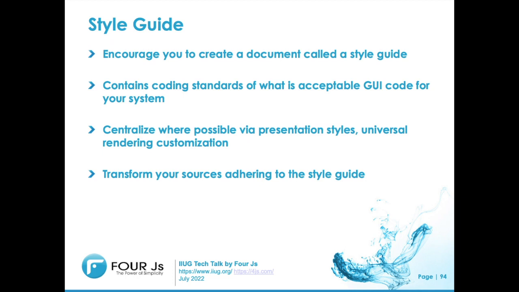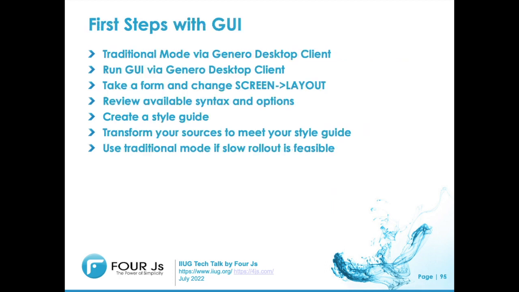Ideally, you centralize where possible via presentation styles and universal rendering customization, so you document that in your style guide, and then you transform your sources to adhere to the style guide. So when transforming to GUI, this is what I suggest your first steps are.